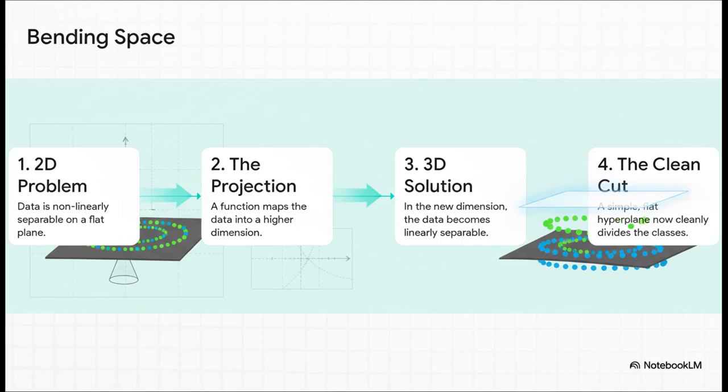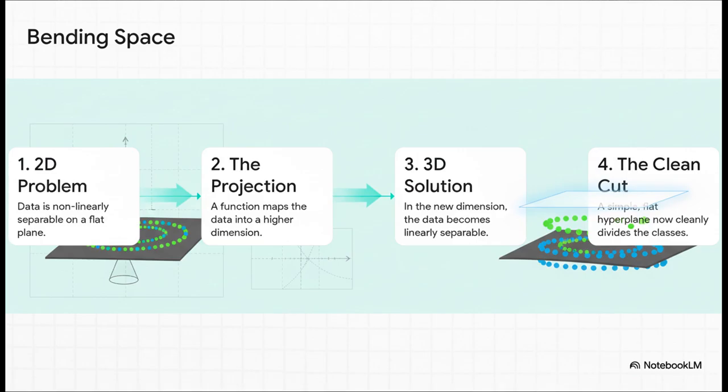I want you to imagine we just poke the center of the paper from underneath, pushing that inner circle of points up into a third dimension. All of a sudden, the data isn't tangled anymore. The green points are now floating above the blue points, and because of that, we can now do something that was impossible before. We can slide a simple, flat plane, our hyperplane, cleanly right between the two classes.